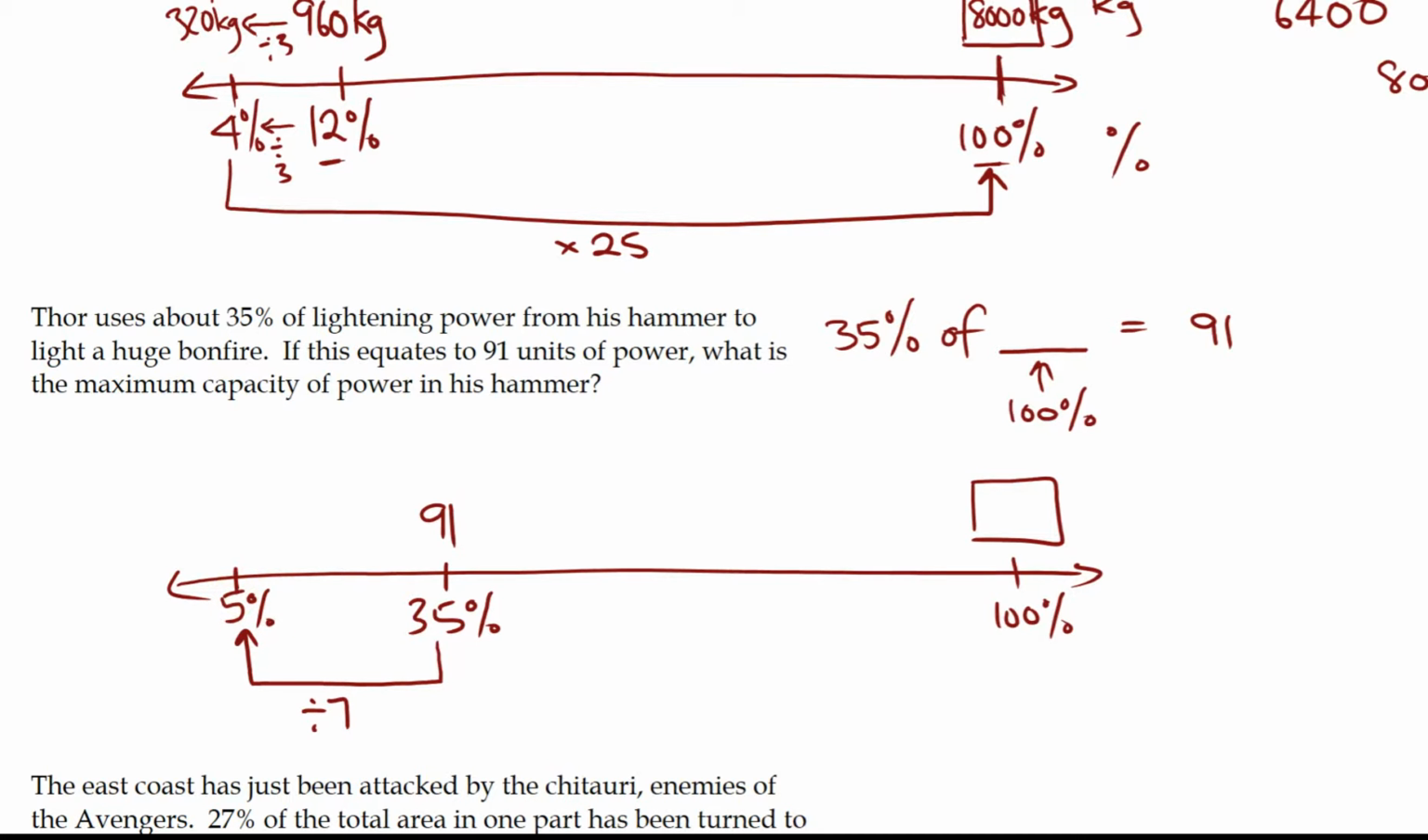So is 91 divisible by 7? Well, it turns out that it is. 7 into 9 goes once with 2 remainder. So 7 into 21 goes 3. So 91 divided by 7 is equal to 13. So 5% of the total capacity is 13 units of power.